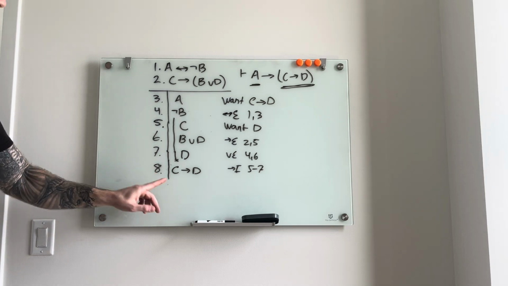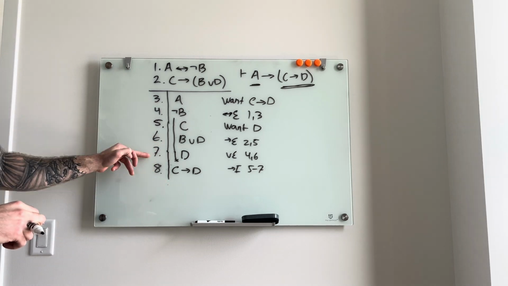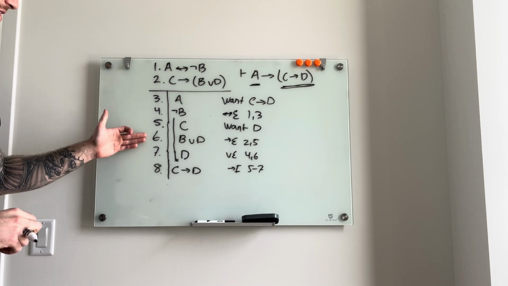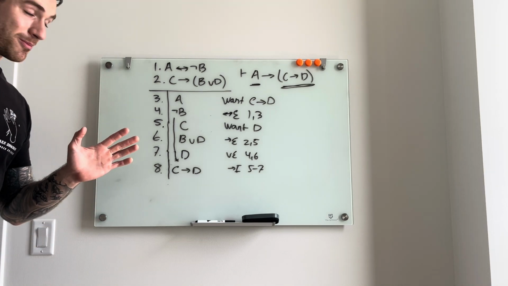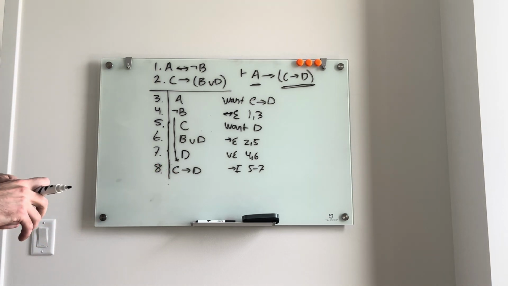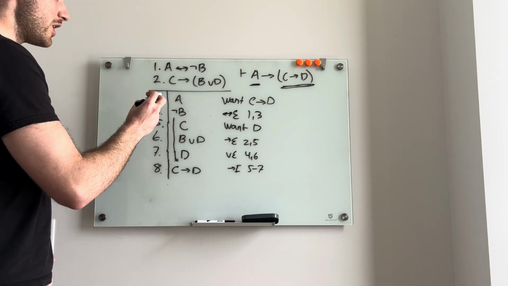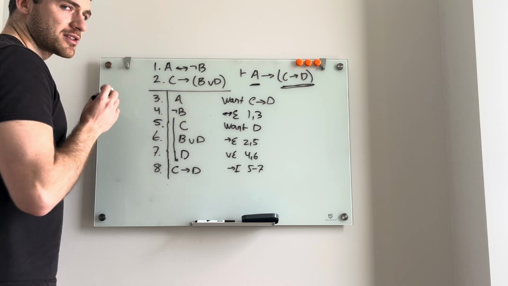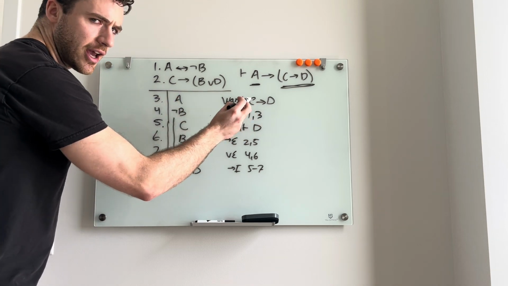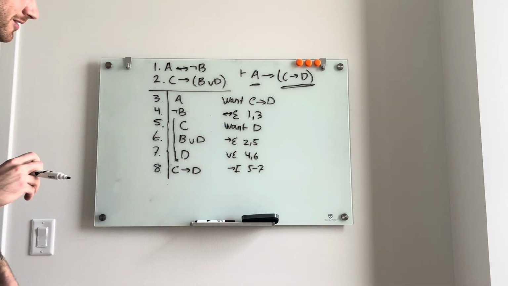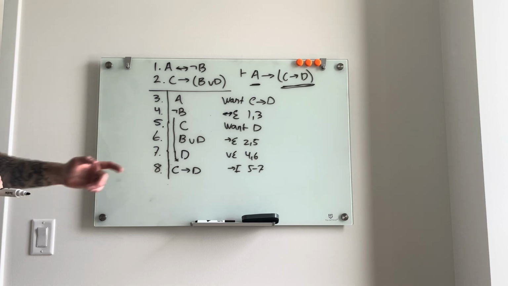And so now we're back in this first subproof, right? This one did its job. This one was to prove C arrow D, and it did its job. We did it, we proved C arrow D. So if we remember what we wanted here, we wanted to show that when you make this assumption A, C arrow D has to follow, right? And we did. That's what line 8 says.